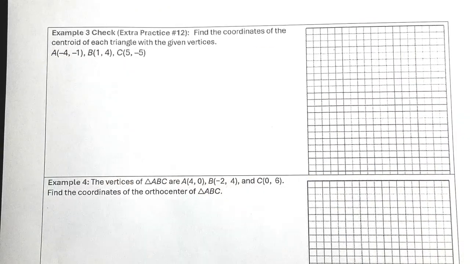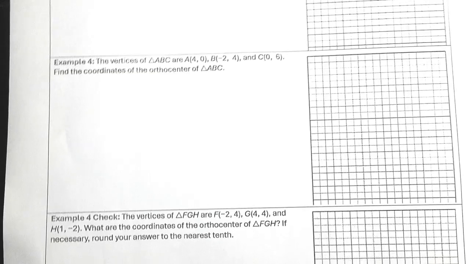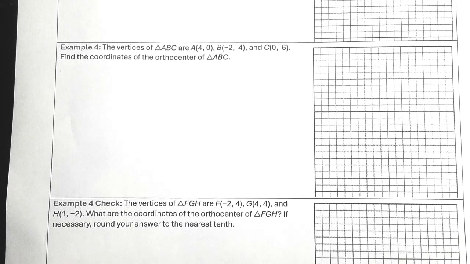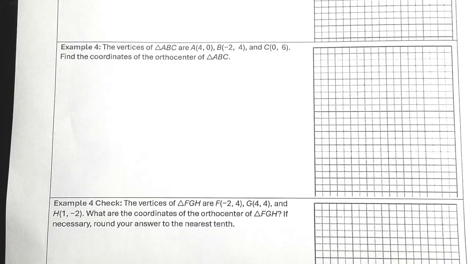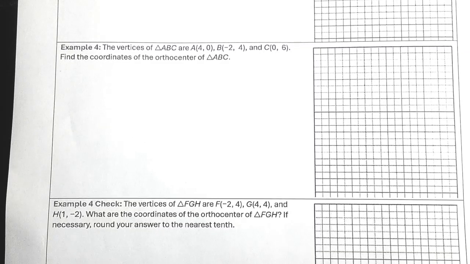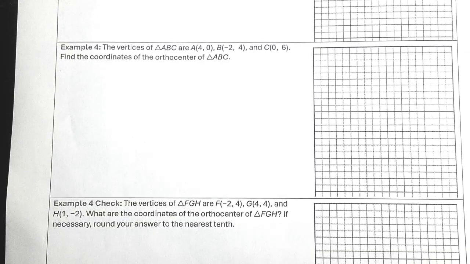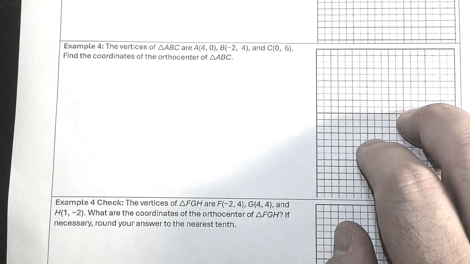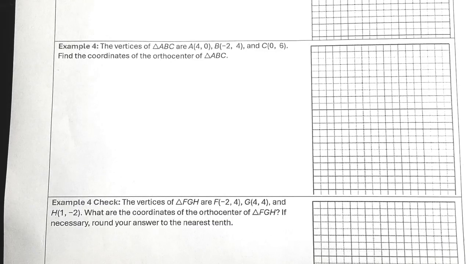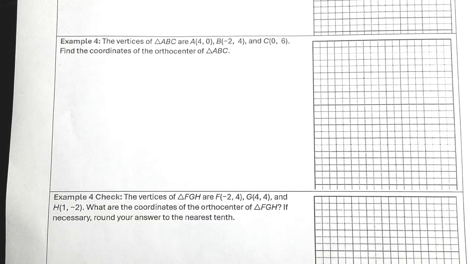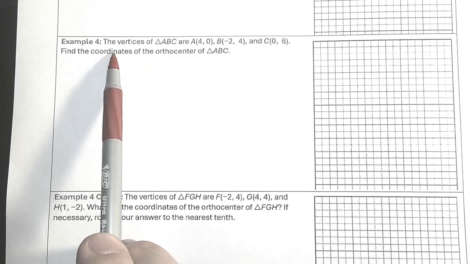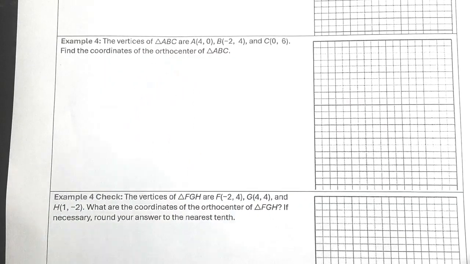All right, we're going to go down to example 4, and we're going to find the orthocenter. Now, this is a good bit more complicated. This is going to take a couple steps. So we're actually going to use the graph for room to operate here. So let me get my red pen. All right, so it gives us triangle ABC. Here's the vertices, and it says find the coordinates of the orthocenter.